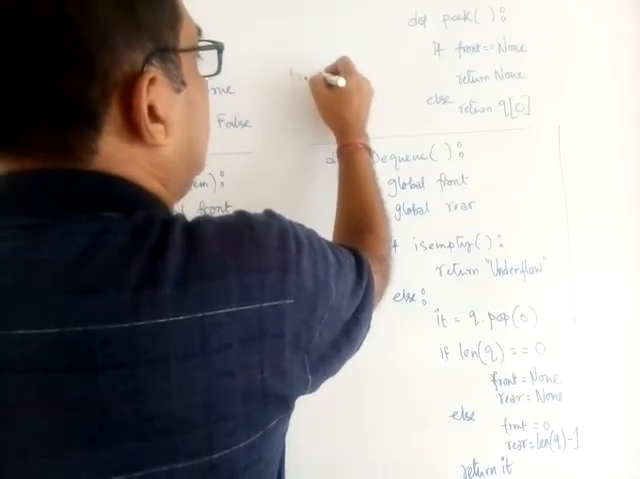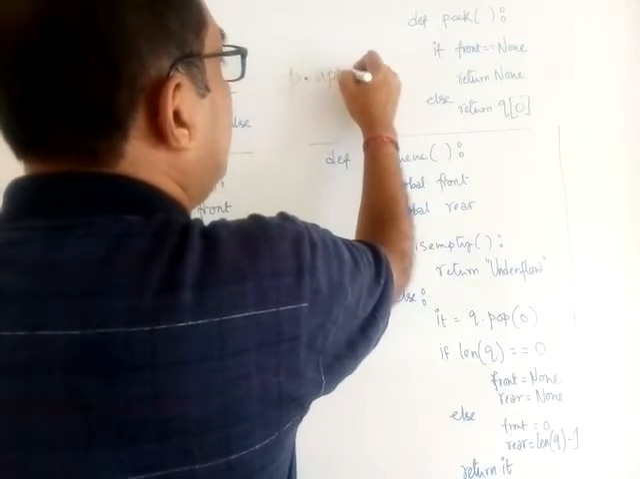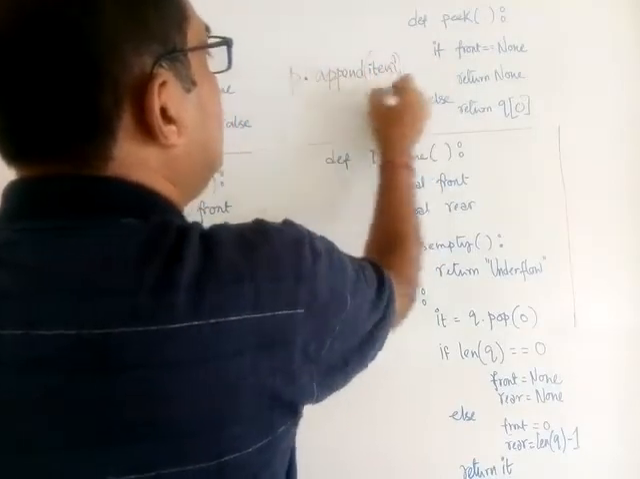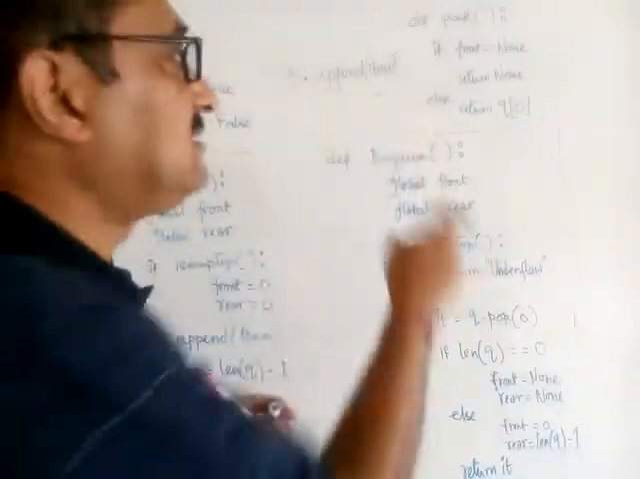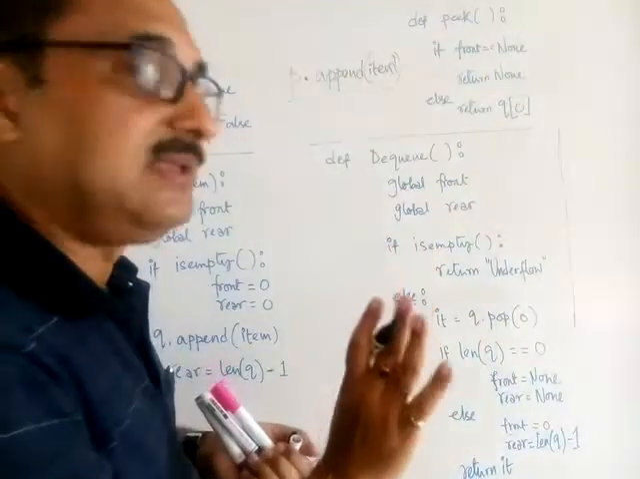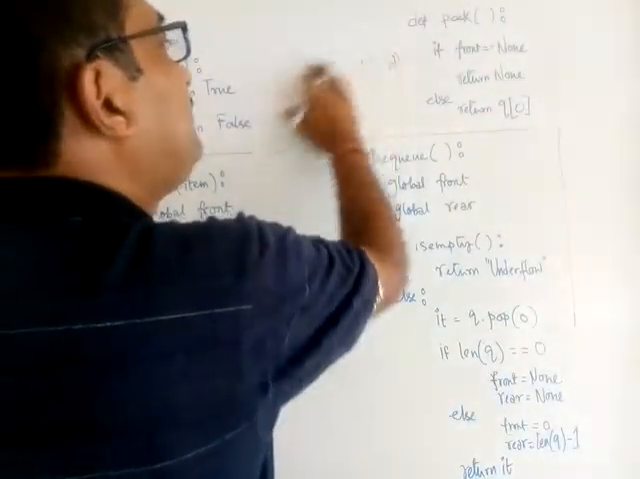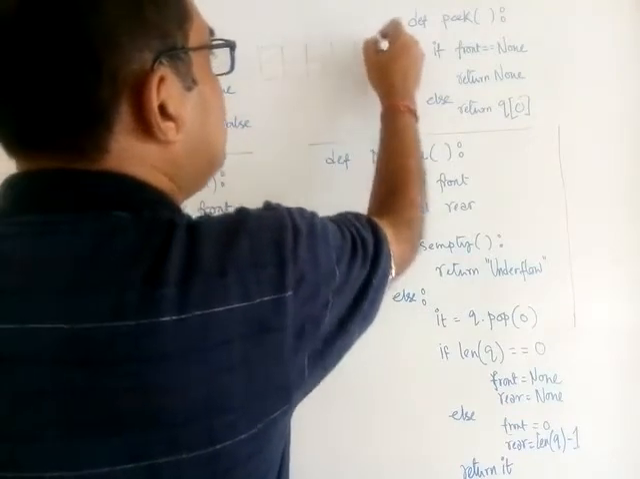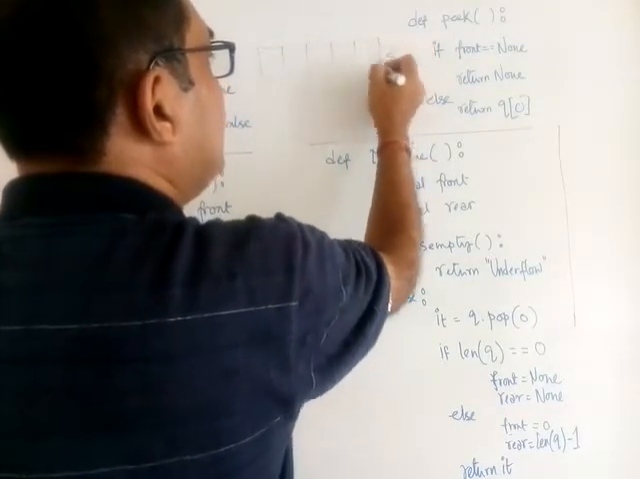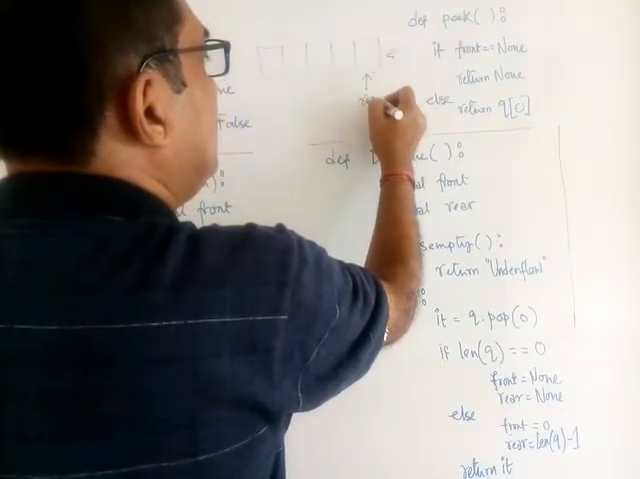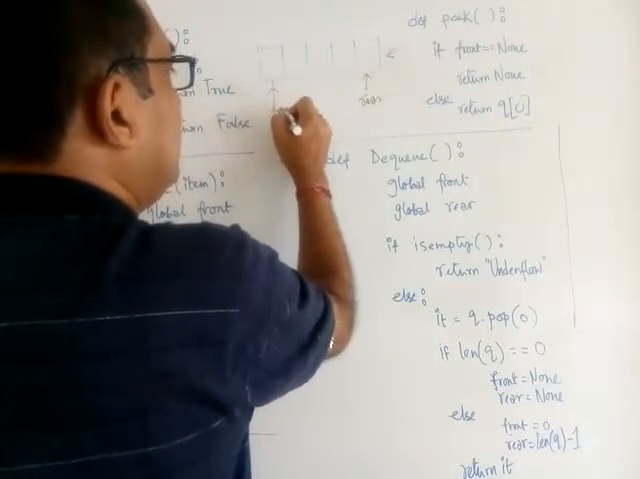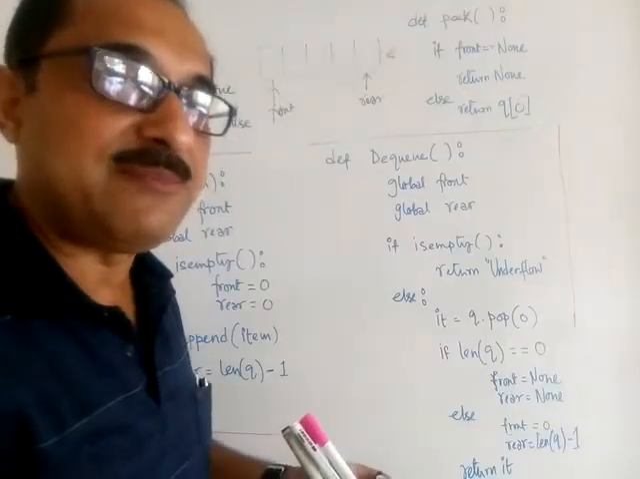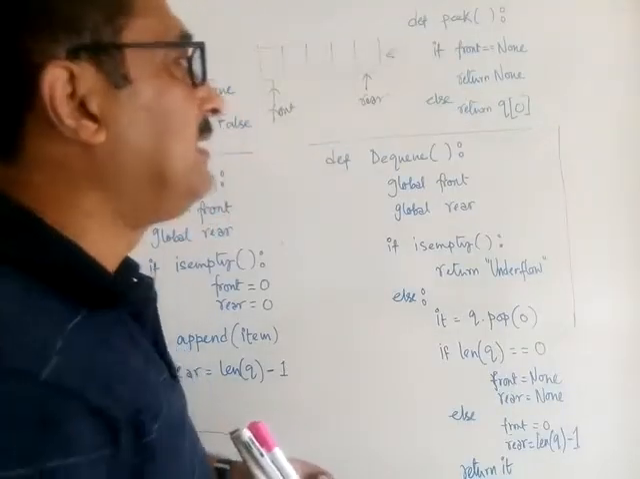If I do P.append and insert an item like this, then what happens? Whatever the elements are in the list, this gets added at the end. That we know. So we are going to do the same thing here also, because our queue says that it has to be inserted from the rear end. This is my rear end and this is my front end, right? So if I have to insert from the rear end, obviously I can make use of the append function. There is no problem with that.